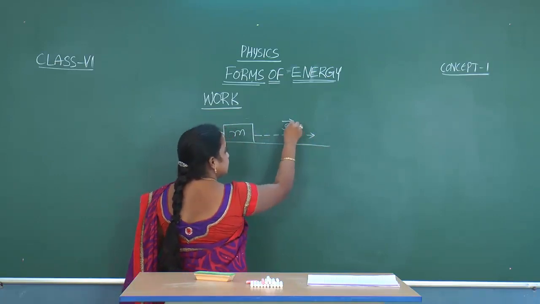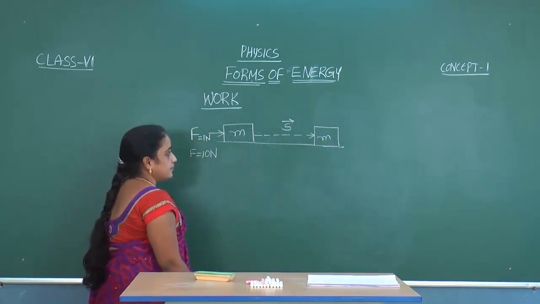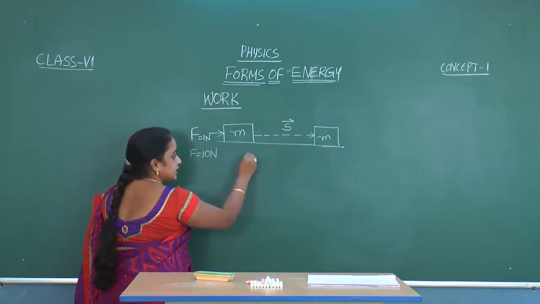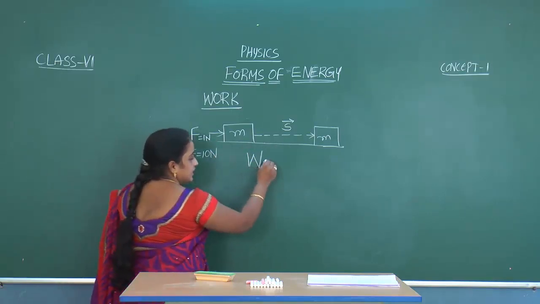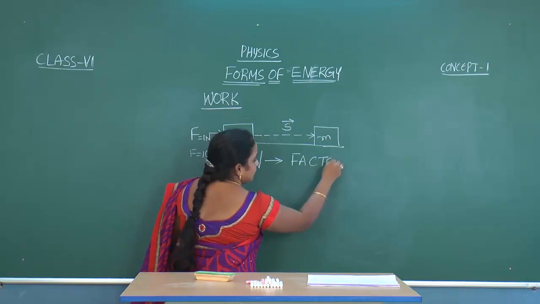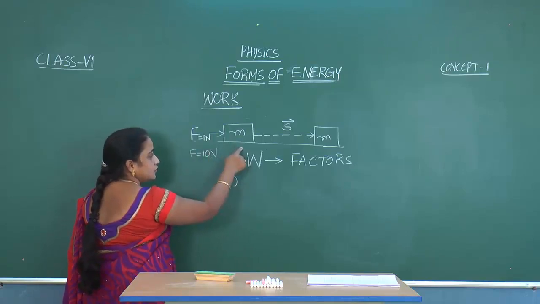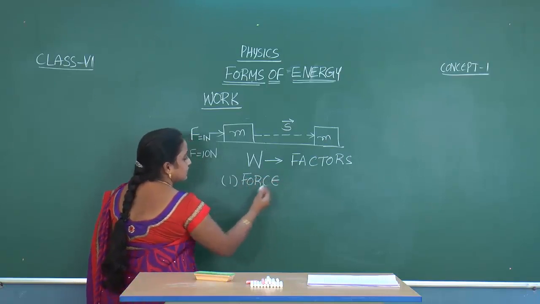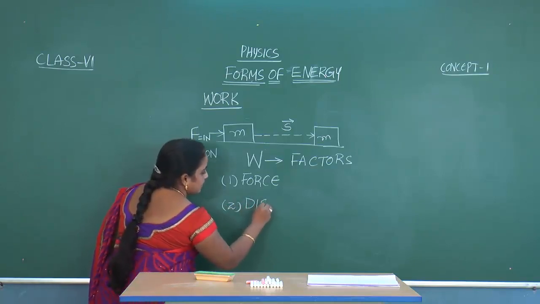The displacement in it is S bar. And it is reaching to this point. The mass is M. So now due to this force, the object is displacing. We can say the work was done. That is W, work. So we can say this W is depending on factors. The first one is due to the force, the object is displacing, so I'll say it is the force. It is depending on the force and it is also depending on displacement.